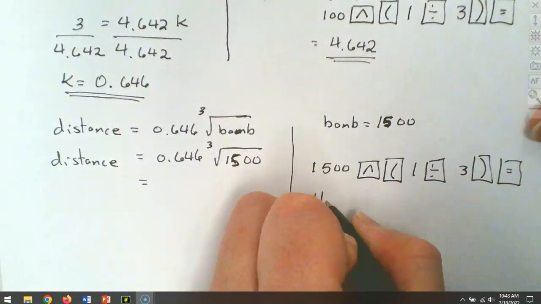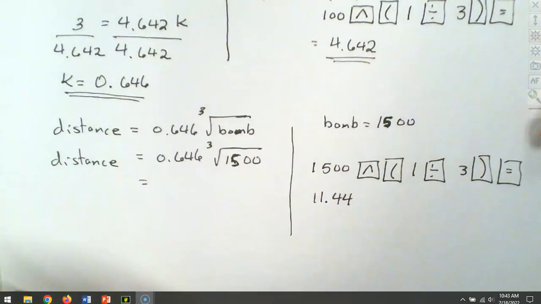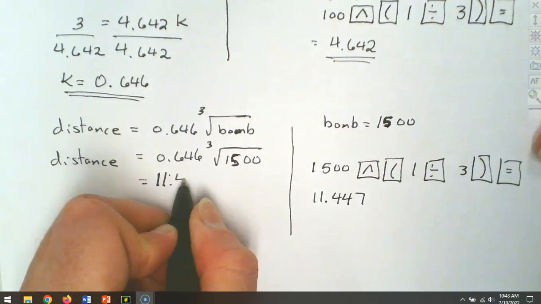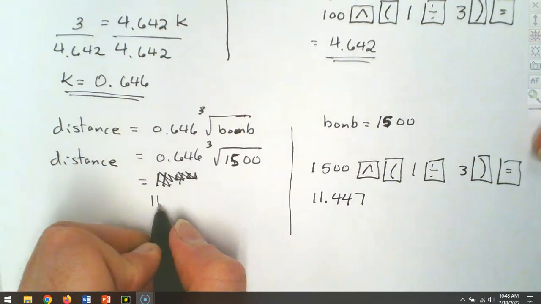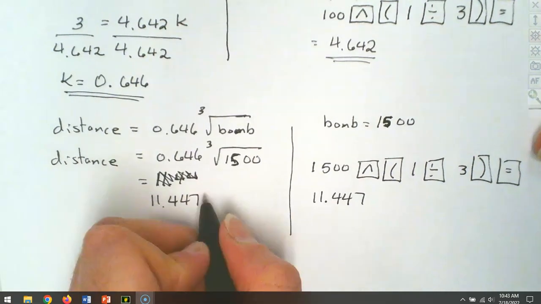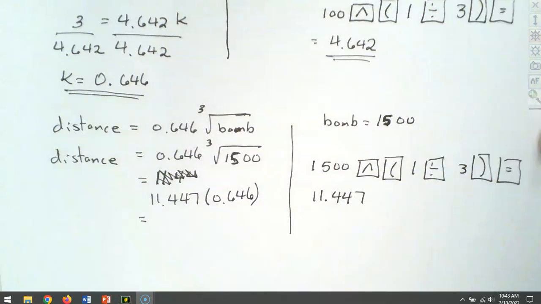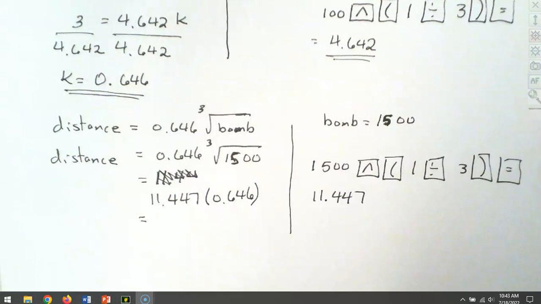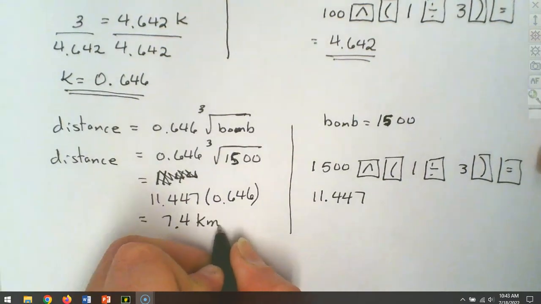And what does that come out to give you? That comes out to be 11.447 if we round. So it looks like right here, 11.447. And we're going to have to multiply that by the 0.646. So that gives us then, if we round to the nearest tenth, 7.4, and that's going to be kilometers.